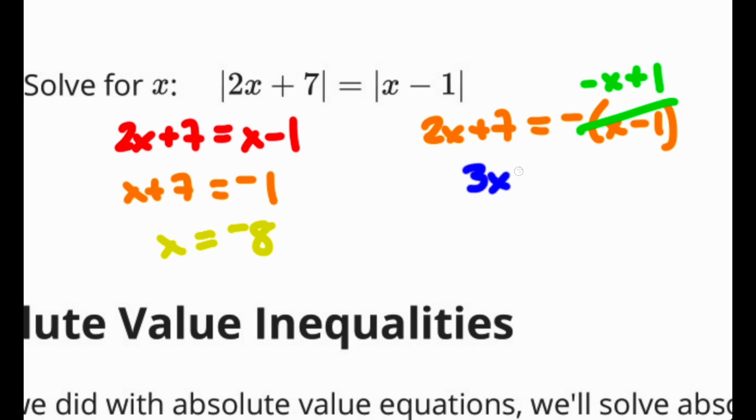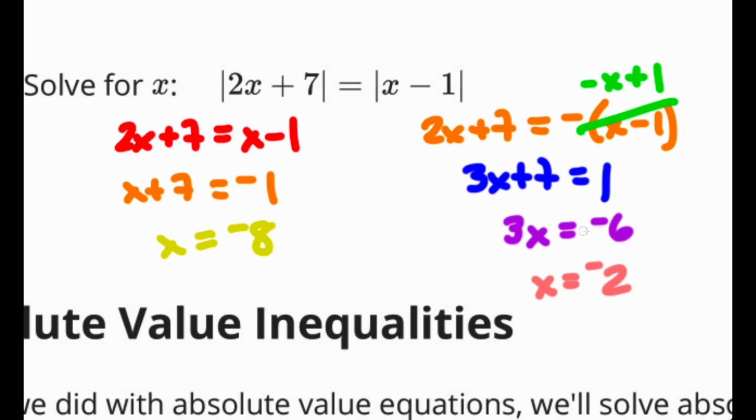You're going to get 3x plus 7 is equal to 1. We're going to subtract 1 on both sides, and you're going to get 3x. You're going to subtract 7 on both sides, and you're going to have 3x equals negative 6. Divide both sides by 3, x equals negative 2. And those are the answers, but again, feel free to check those, making sure that they actually are right.